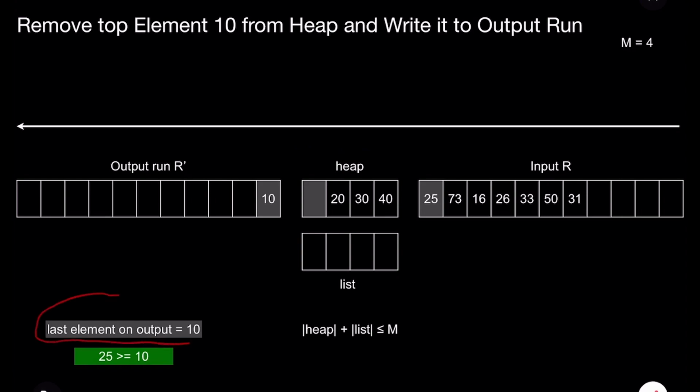That's always denoted here on the left. The last element on the output had the value of 10, this one. And what I do is I compare this value with that value. That is the case. 25 is bigger than 10, so I can simply insert the 25 in the heap. The heap now has room for 1 more element. I just removed 1 element, so I can insert another element. That's what I'm doing in the next step.